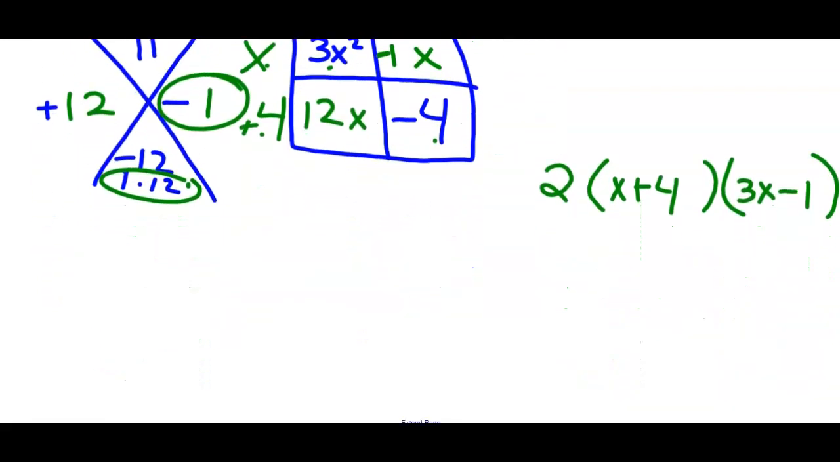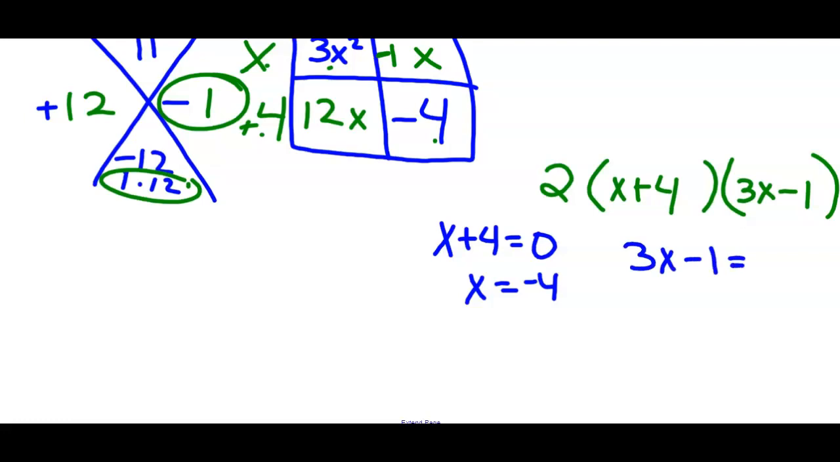I kind of wrote my answer too far over. So that's my answer. But I need to figure out what I can put in here and what I can put in here. So I'd have to do x plus 4 is equal to 0. What's that going to be? Negative 4. So I don't have to solve that one. But this one here, 3x minus 1 equals 0.